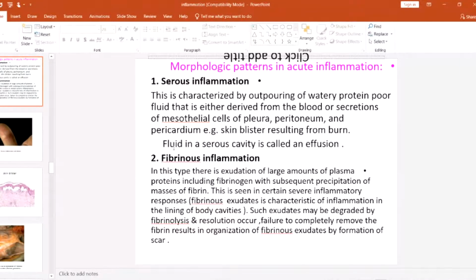You have to know this point. Fluid in a serous cavity we call effusion. Now define effusion. Effusion is a collection of fluid in a body cavity or serous cavity, for example pleural, peritoneal, pericardial. Once we have fluid collecting in these cavities we call it effusion.